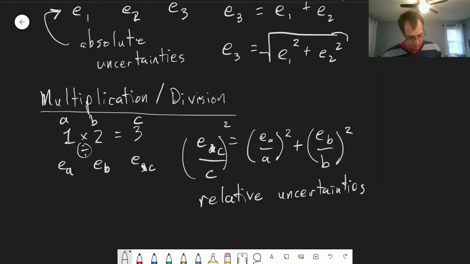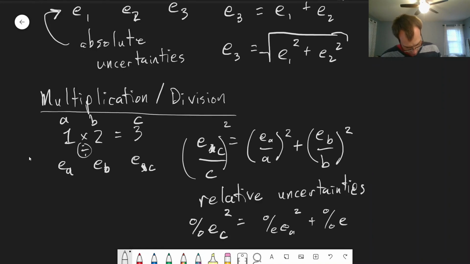We could do this just as easily with percent relative uncertainties, and that's the version that's given in your textbook. So we could write this as the percent relative uncertainty. In your textbook it writes it this way: percent E of C squared is equal to percent uncertainty of A squared plus percent uncertainty of B squared. Okay, so in the next video we'll look at examples of actually applying these to that problem that I had up earlier.